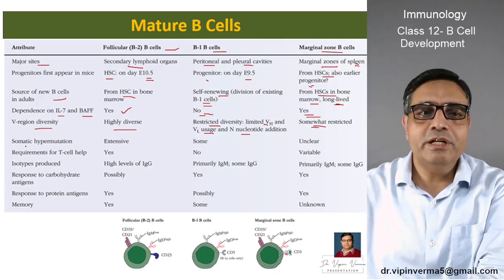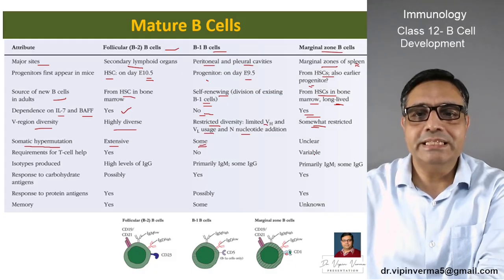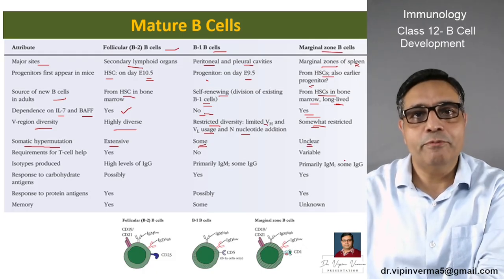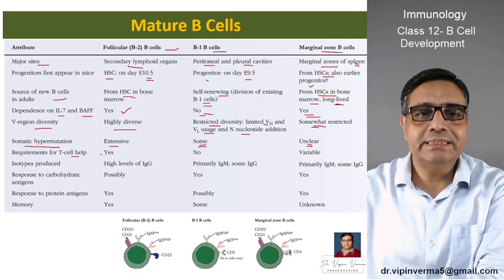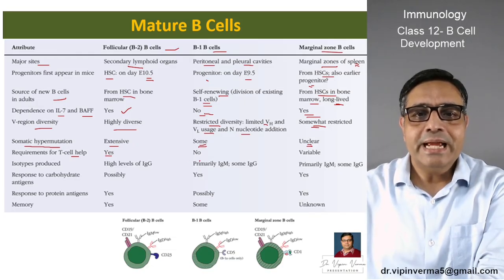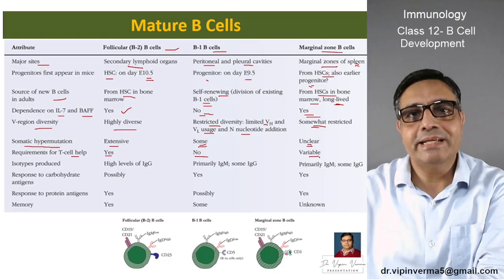Now, if we see the phenomenon of somatic hypermutation, which we will discuss later, it is extensive in case of follicular B cells. It is seen to some extent in B1 B cells, while it is unclear whether the marginal zone B cells undergo somatic hypermutation or not. T cell help is needed in case of follicular B cells, and not required in B1 B cells, while in marginal zone B cells it is variable. Some cells require it, some cells don't require it.